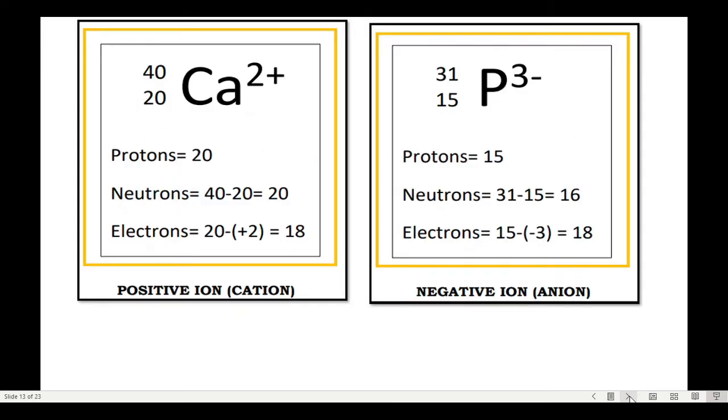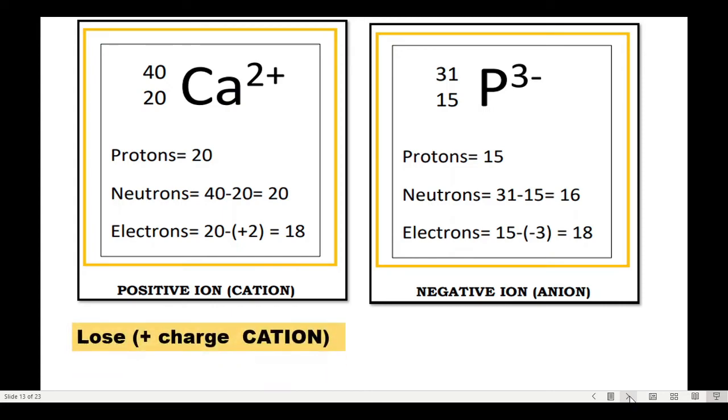Another example, positive ion, calcium, positive 2. And then, the other one, P3. Bakit naging ganyan yan? So, punta muna tayo sa calcium. Sa calcium, meron tayong 20 protons. Bakit 20 protons? Kasi 20 is the atomic number also of calcium. So, kung ano yung atomic number, yun ang number ng proton.